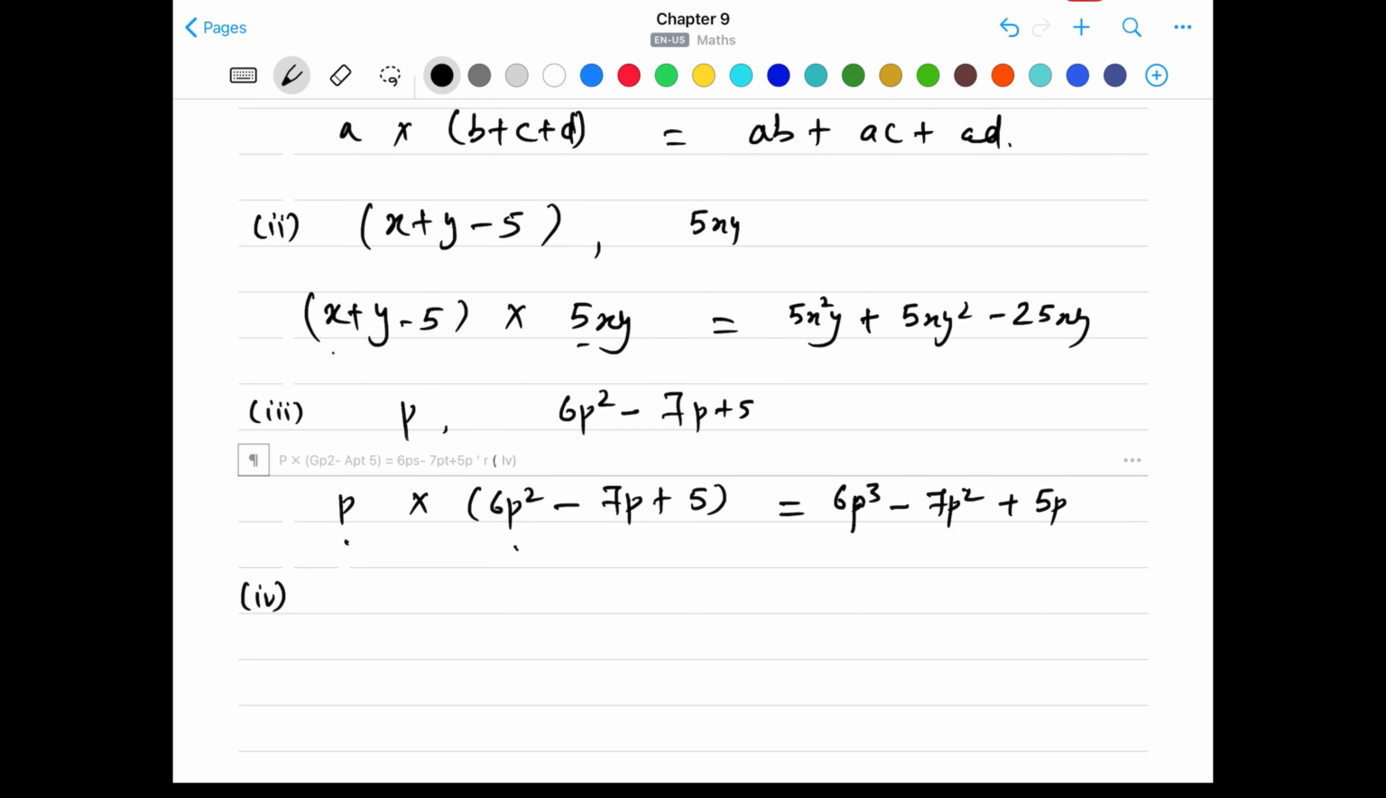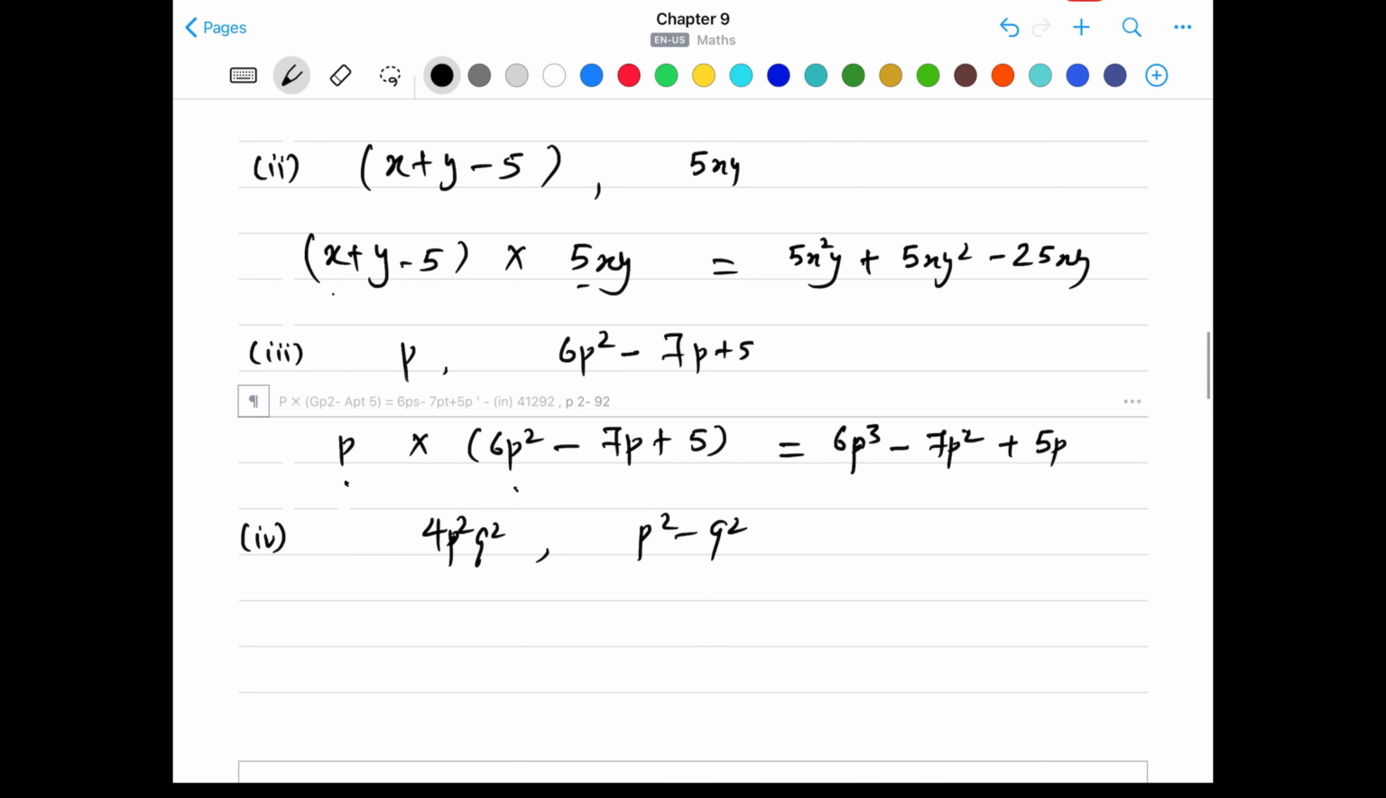Part 4 is, now we have to multiply 4p square q square by p square minus q square. So let's write it in the multiplication form.